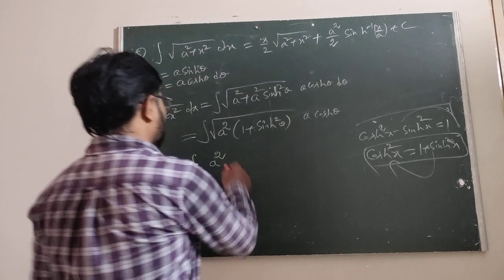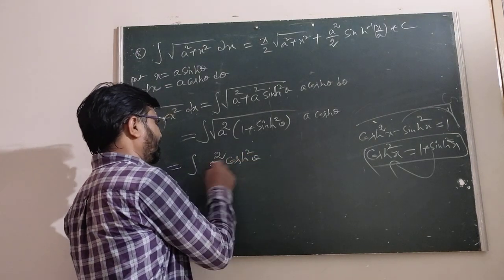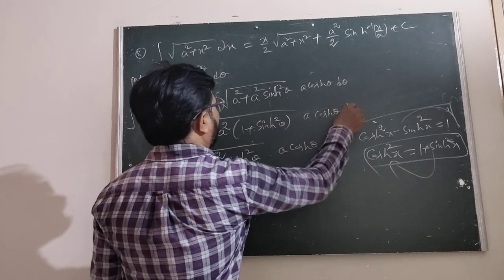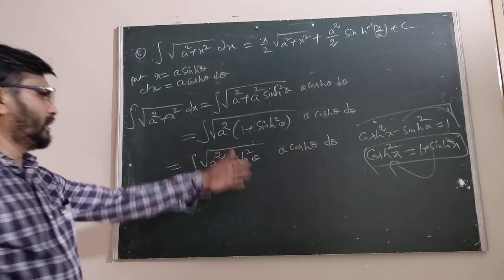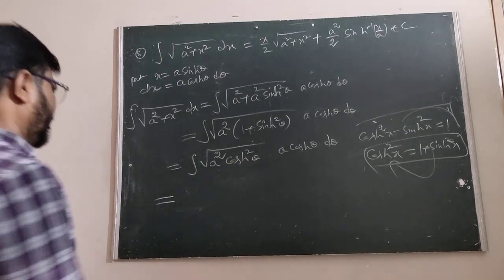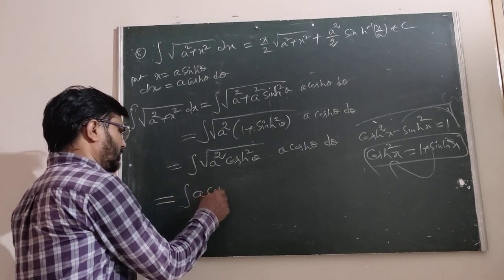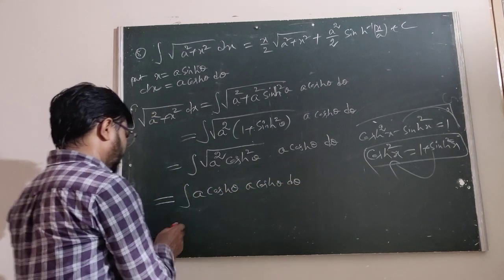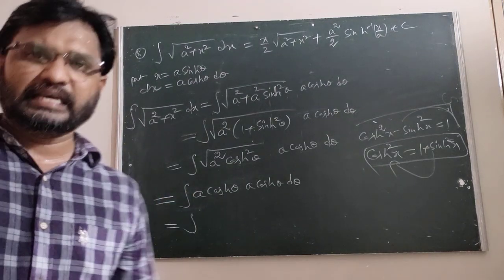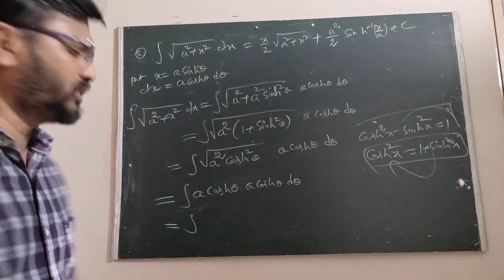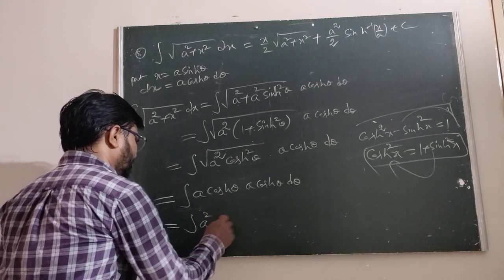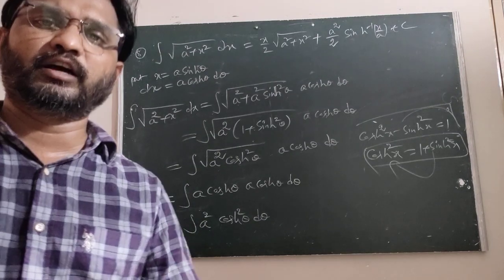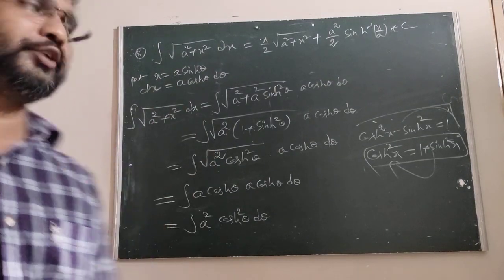Now we can write cosh square theta under root, a cosh theta d theta. The square and under root cancel. Now we are getting the integral of a cosh theta, a cosh theta d theta. This is a into a, so a square, cosh theta into cosh theta, cosh square theta. So we have a square cosh square theta d theta.